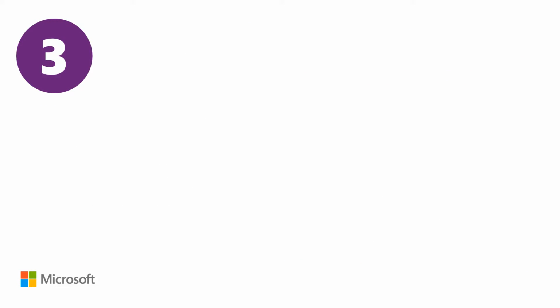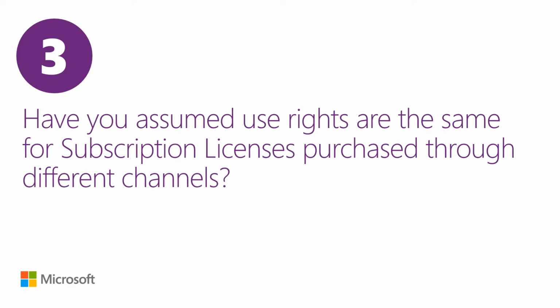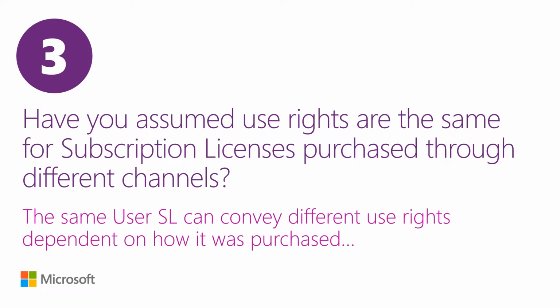The next item on our checklist is the notion of use rights. Have you assumed that the use rights will be the same for subscription licenses purchased through different channels? The reality is that the same USL can convey different use rights dependent on how it was purchased: through a traditional volume licensing program or through newer programs such as the Cloud Solution Provider program, for example. Again, let's take a look at a particular example to illustrate this.